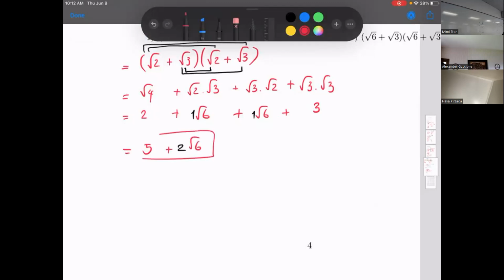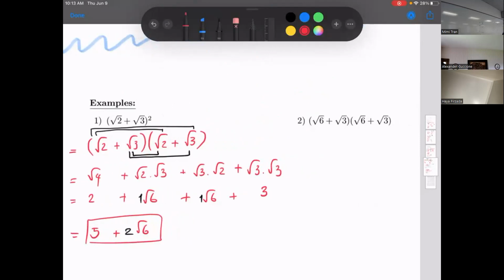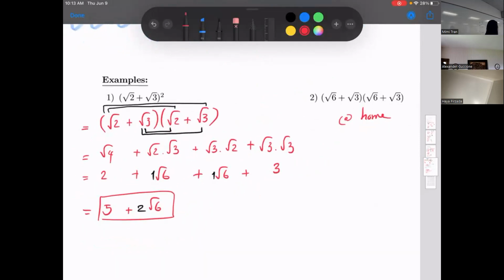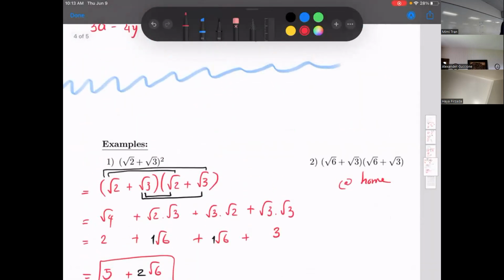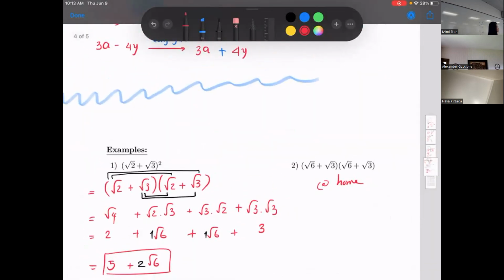When you're done, I want you to do number 2 at home. Please practice at home. I'll give the solution after we're done here. That's it, we're done. Yay. Next Monday we have an exam. So just give me a few more seconds. How do I stop sharing screen?